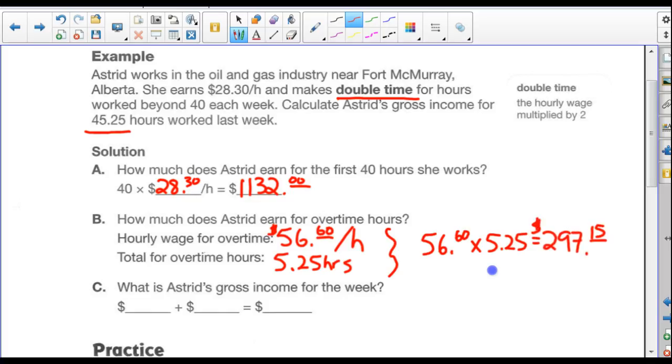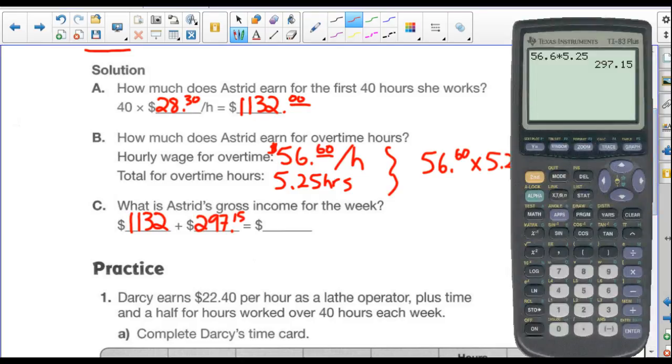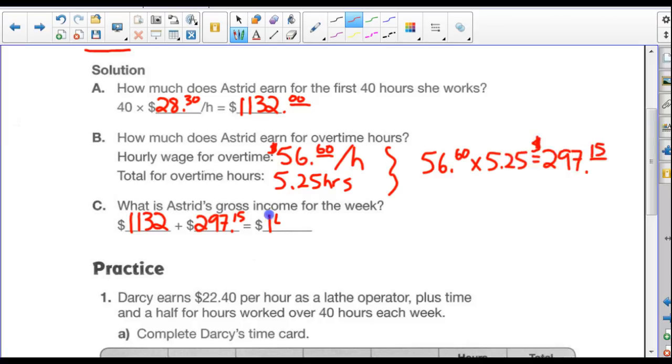So we want to know what her gross income is for the week. Well, we take the original 40-hour work week where she made $1,132, and we add $297.15. Add those two numbers together. 297.15 plus 1,132, and for the week she made $1,429.15. Okay, so you guys can continue on with the practice, and we're done.